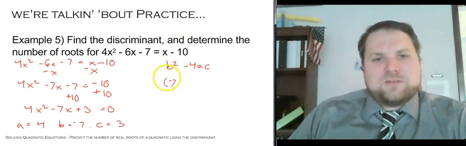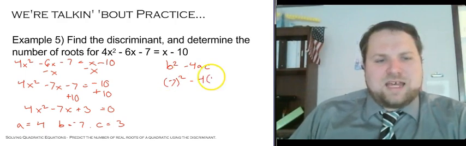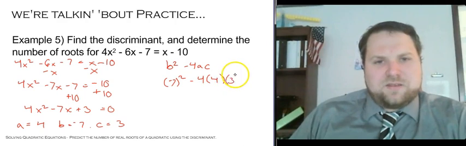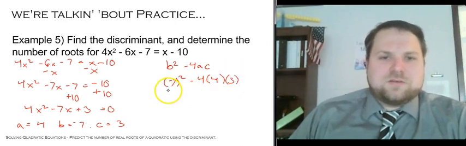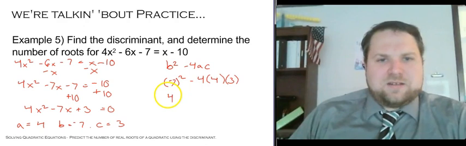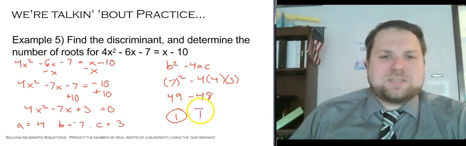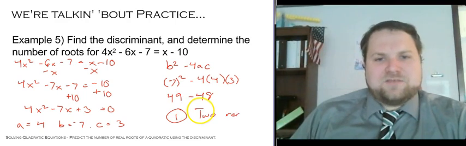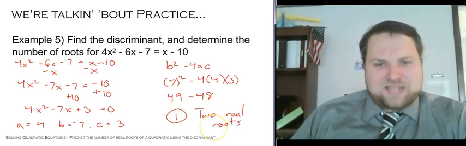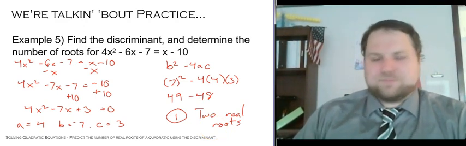So B squared would be negative 7 squared minus 4 times A is 4 as well, and C is 3. So when I do that, I'm going to get 49 minus 48, which is equal to 1. So my discriminant is 1, and since that's positive, that means I will have 2 real roots, or 2 real solutions, whichever you want to say, and I have found this.